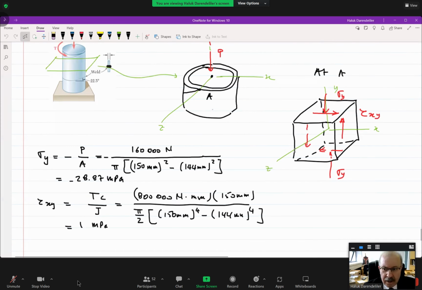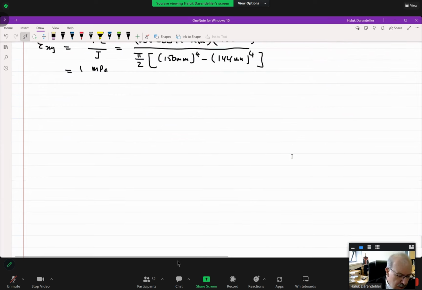Okay, by the way, is this plane stress or plane strain? Who is going to tell me? This is plane stress. The stress is in one direction, in the Z direction. So if I rotate this element, what I get is this, right? Now this is my new orientation, parallel to the weld.